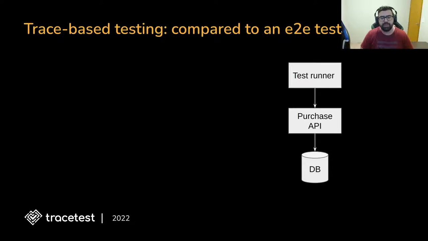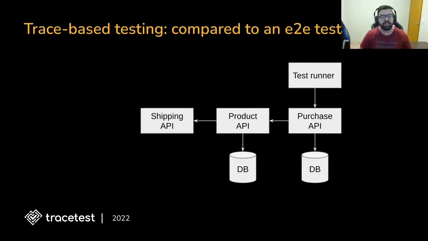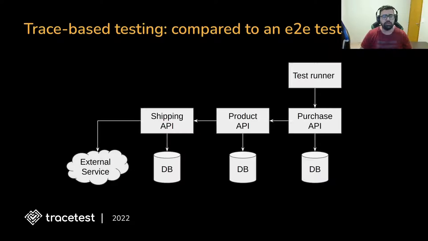For that, the API will reach the database, do some checks, and it will reach the product API. Product must be available, right? And the DB will be accessed again. Next, probably we have a shipping API. We need to create an order for shipping. So, okay, how do I do that? Probably writing to the database, and probably I do not ship myself, so I have to reach another external service that I do not control. So I hire a company to send the package for me.